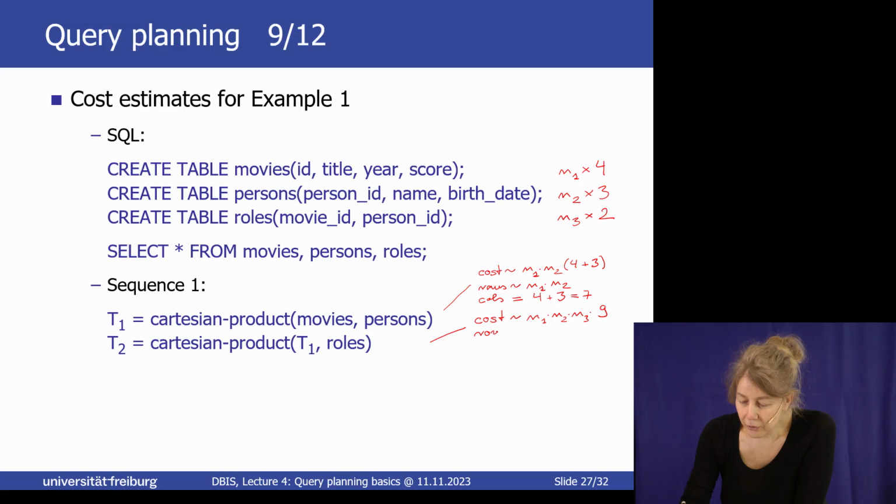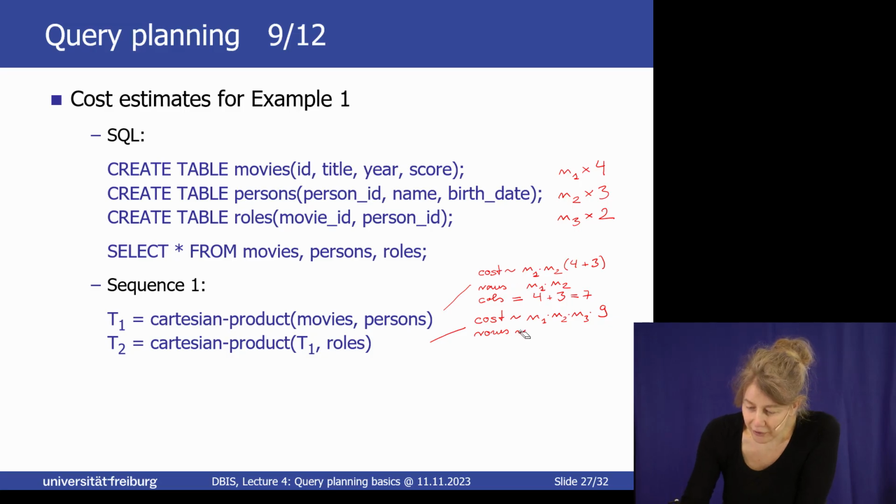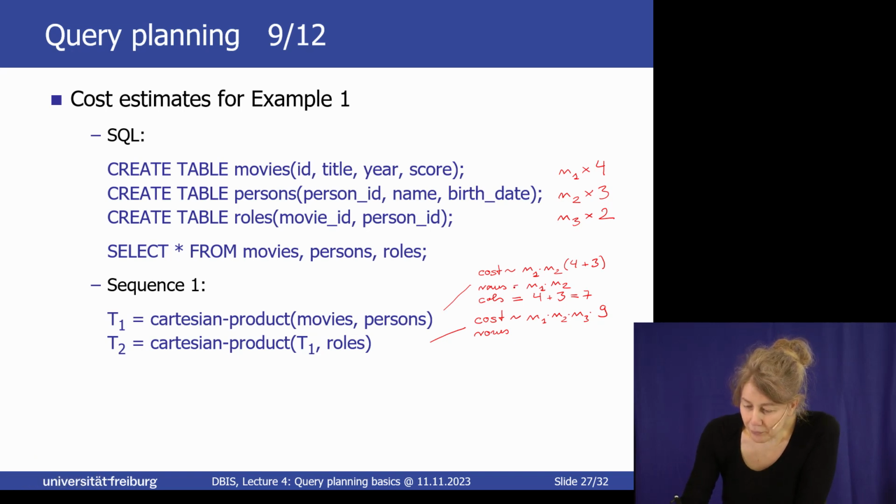Somebody else? What's the estimate? And actually, let me even write it here, because for a Cartesian product we just know it, right? Number of rows is just n1 times n2 times n3, right? And columns is, yeah, it's also clear, it's 9.